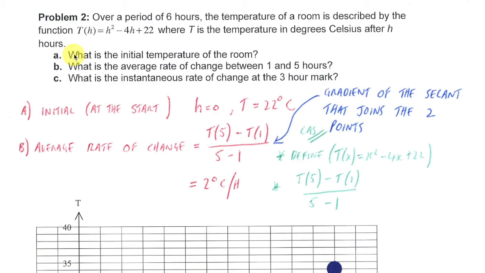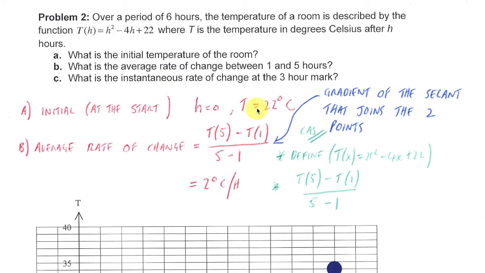So when we're talking about the initial temperature, we're talking about where H is equal to 0, so at the very beginning. So think about this. Here's the function. If I substituted H equaling 0 into that, then obviously that term would go, this term would go, and I'd get 22 degrees. So you could see here, it would be 22 degrees.